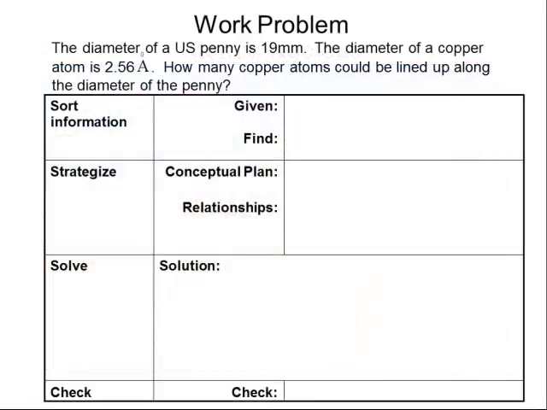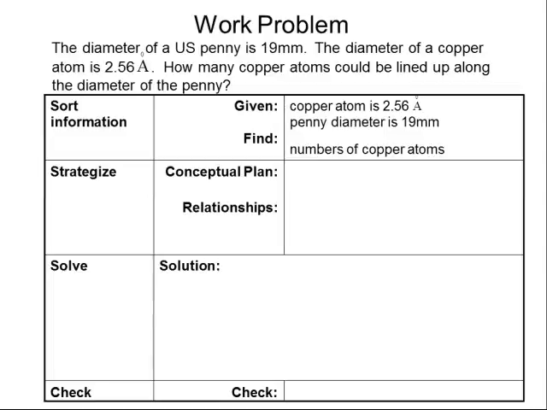So to give you another idea of this relative scale and the relative size of an atom, let's look at a calculation here. If the diameter of a US penny is 19 millimeters and the diameter of a copper atom is 2.56 angstroms, how many copper atoms can we line up along that diameter? So what are we given? A copper atom is 2.56 angstroms. We're also given that the diameter of a penny is 19 millimeters. What are we trying to find? We're trying to find the number of copper atoms.